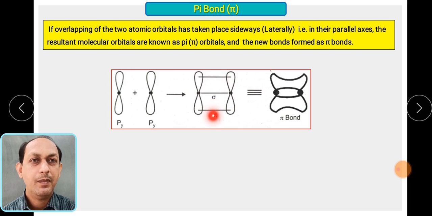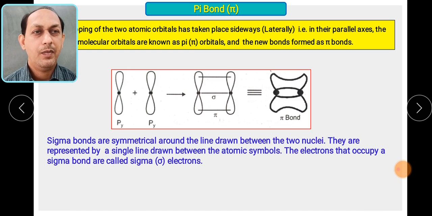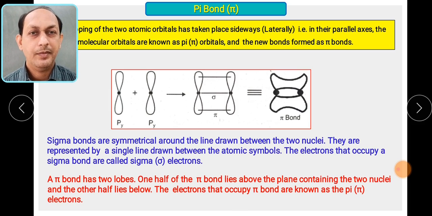Okay, so it is formed by lateral overlap. So you can expect the pi cloud above the axis and below the axis also. So this is how you can observe the pi bond in case of double bonded and triple bonded compounds. Sigma bond is symmetrical around the line drawn between the two nuclei. They are represented by a single line between the atomic orbitals. The electrons that occupy a sigma bond are called sigma electrons. Remember always, in case of the sigma bond, maximum overlap takes place. So that's why the sigma bond is always stronger, because of the maximum overlap.